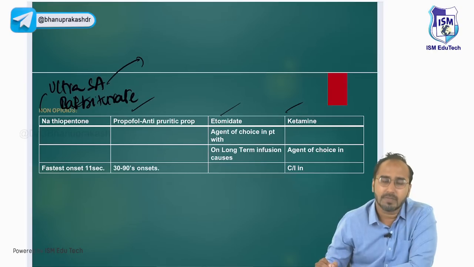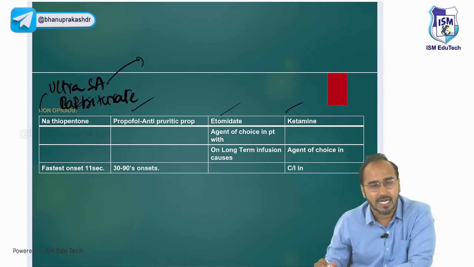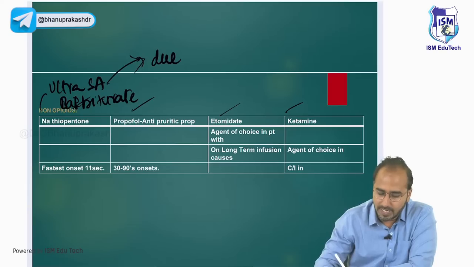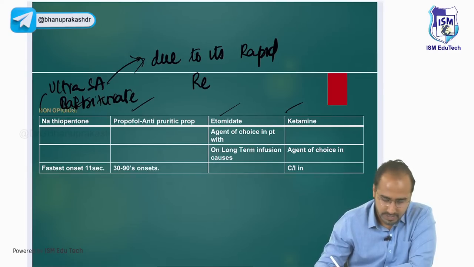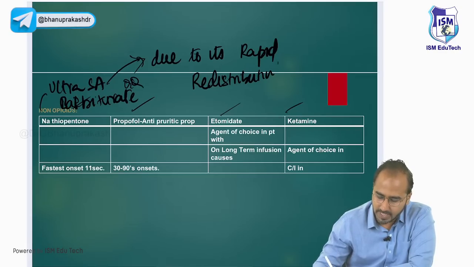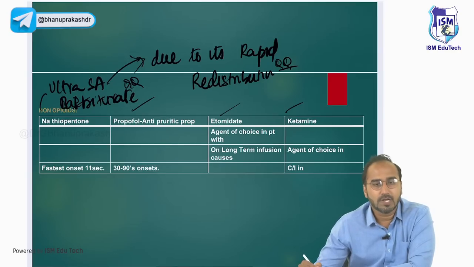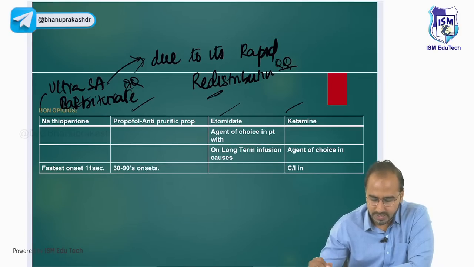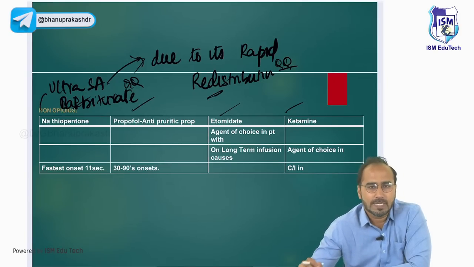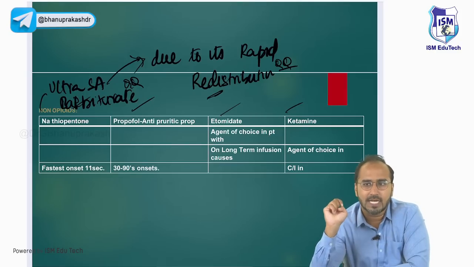Why is sodium thiopentone regarded as an ultra short acting barbiturate? It is regarded as ultra short acting barbiturate due to its rapid redistribution. Rapid redistribution. So sodium thiopentone से आपको सिर्फ दो चीजें आना चाहिए mind. एक हो गया sodium thiopentone, yellow color का है, ultra short acting due to its rapid redistribution.